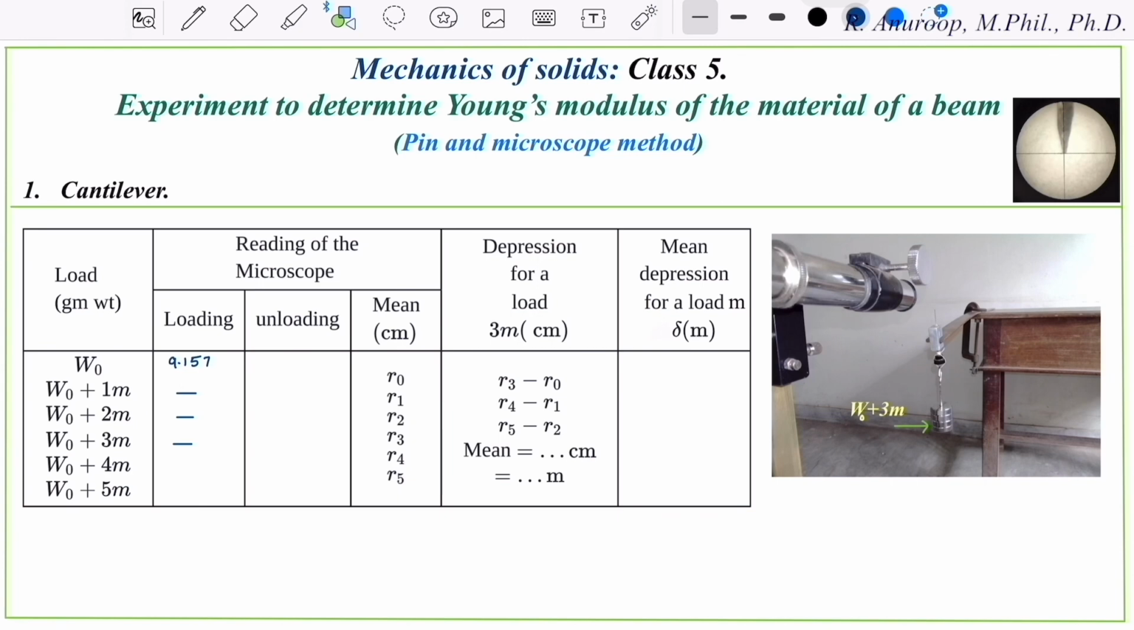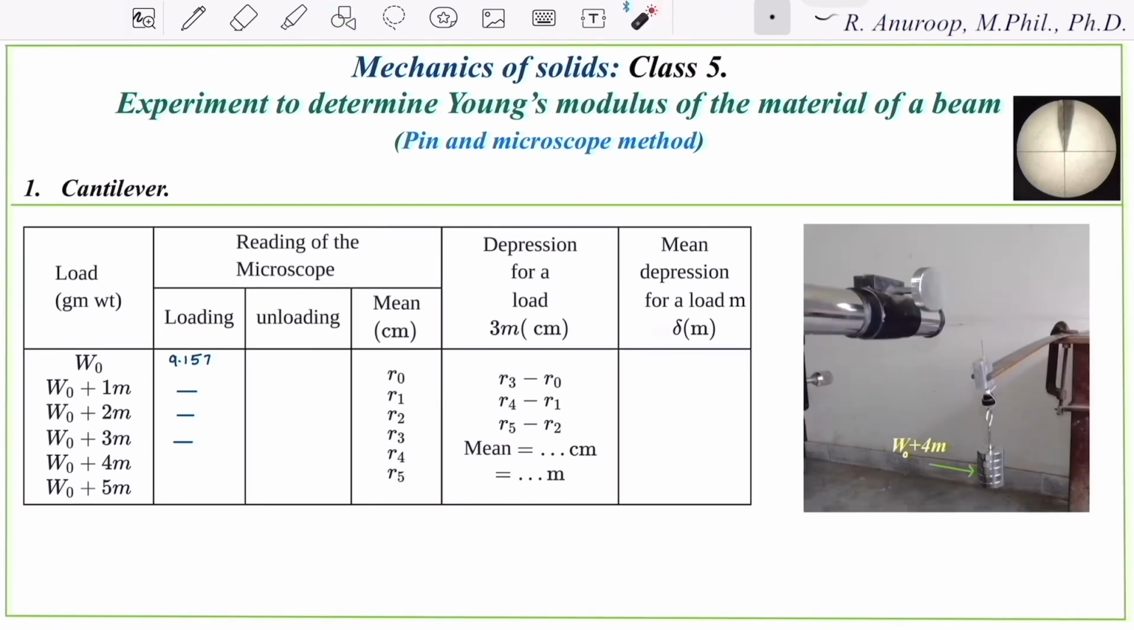Corresponding reading in the loading column. Then again add 1m weight into the weight hanger. So the total weight is W0 plus 4m. Then the readings on the vertical scale of the microscope is again noted and write the corresponding reading on the loading column.